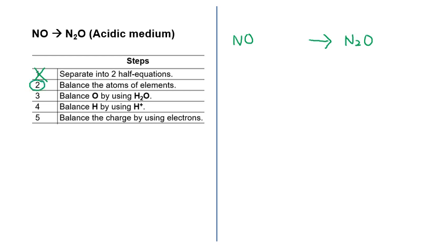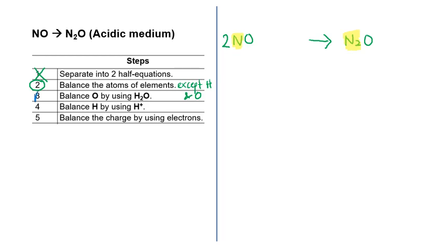Okay, so we start with step 2. Balance the atoms of element except hydrogen and oxygen. So focus on the nitrogen. Here at the left hand side we have 1 nitrogen, while at the right hand side here we have 2 nitrogen. So both left and right are not balanced, so I will add 2 in front of the NO so that both left and right hand side have 2 nitrogen.